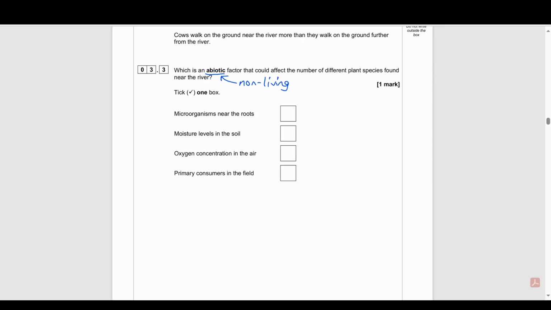So we need to go through our list now and decide which one is non-living. Remember that the opposite to abiotic is biotic, which is living. So we can probably assume that some of our answers are going to be biotic factors, but we just need to identify the non-living or abiotic factor.